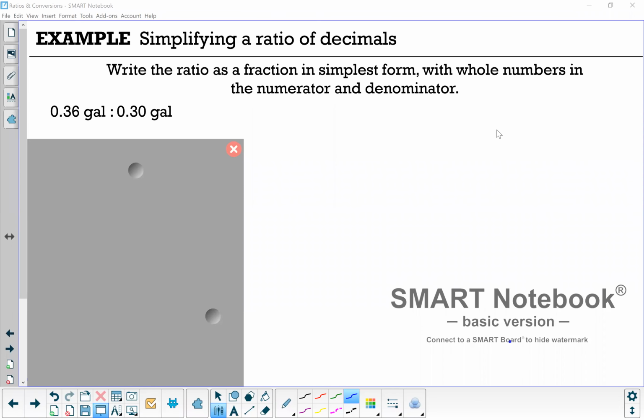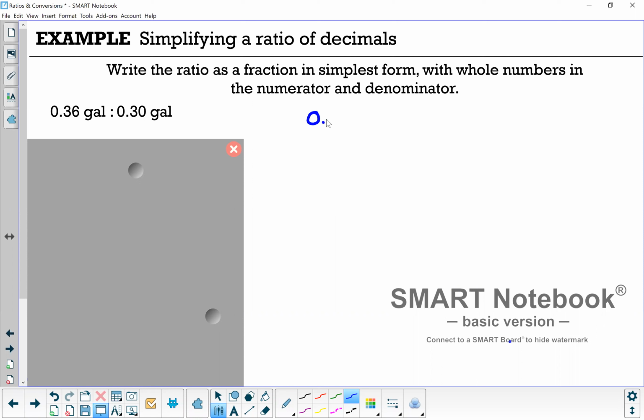So we are simplifying a ratio of decimals, and we're going to write the ratio as a fraction in simplest form with whole numbers in the numerator and denominator. So first thing, why don't we go ahead and take our ratio here, 0.36 gallons to 0.30 gallons, or we can say 36 hundredths gallons to 30 hundredths gallons. Let's write that ratio in fraction form.